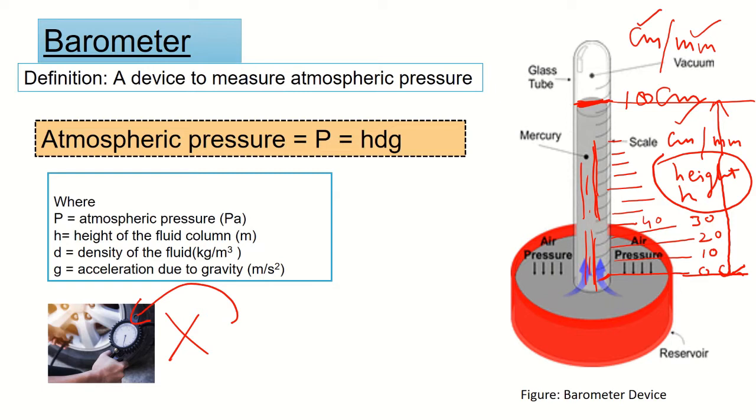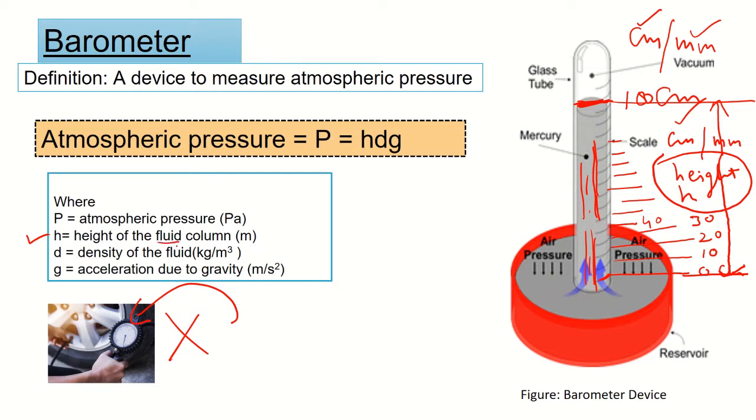Now there is one formula to find the atmospheric pressure. The atmospheric pressure is equal to P equals H, D and G. So in this formula, what are H, D and G? This H is the height of the fluid column. So this H is the height of the fluid.